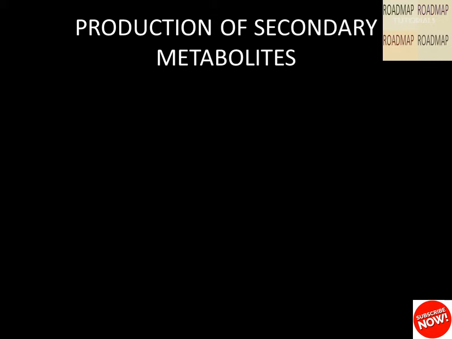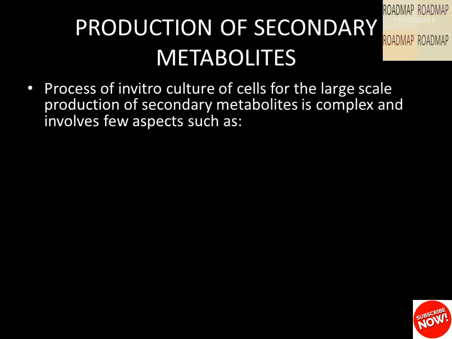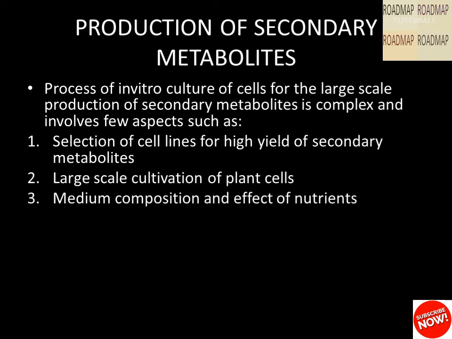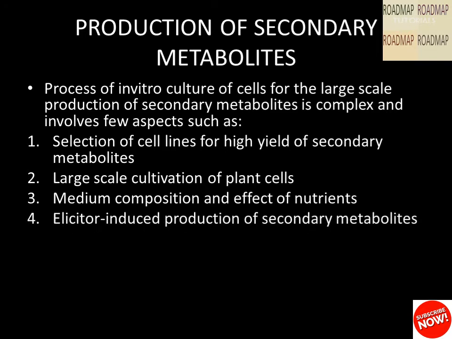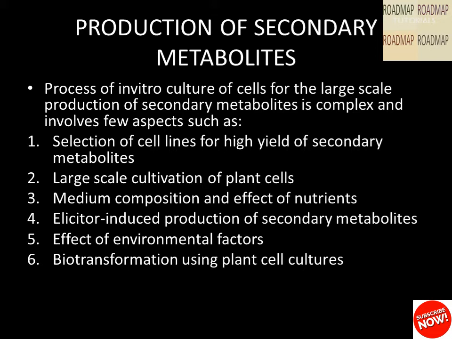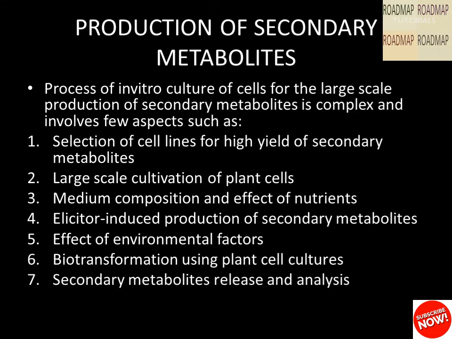Production of secondary metabolites. Now, the process of in vitro culture of cells for the large-scale production of secondary metabolites is complex and involves some of the aspects, such as the selection of cell lines for high yield of secondary metabolites, large-scale cultivation of plant cells, medium composition and effect of nutrients, elicitor-induced production of secondary metabolites, effect of environmental factors, biotransformation using plant cell cultures, and secondary metabolite release and analysis.